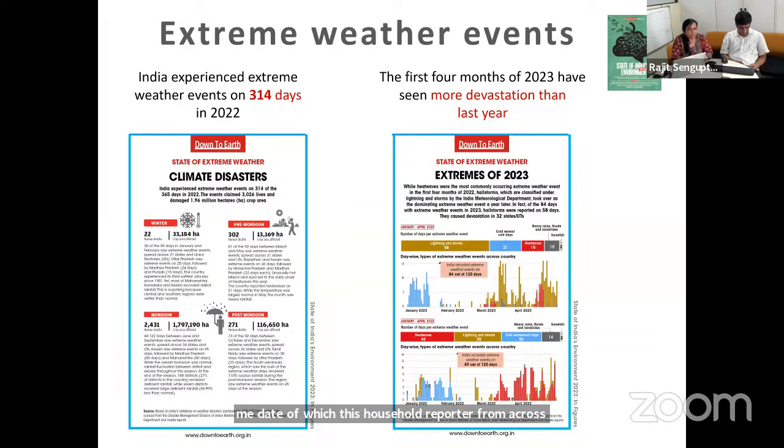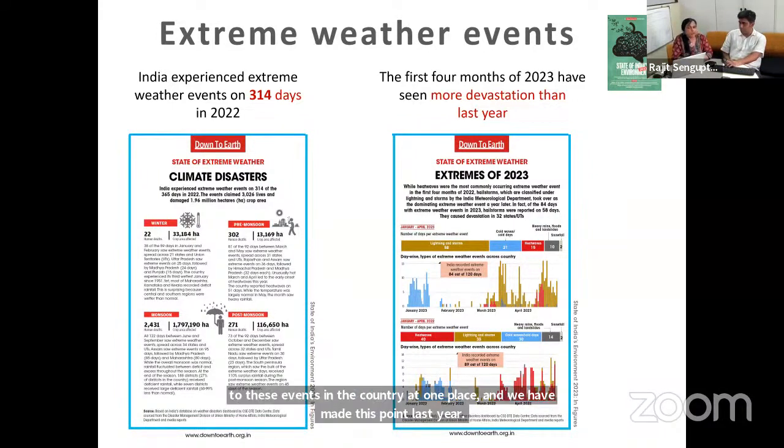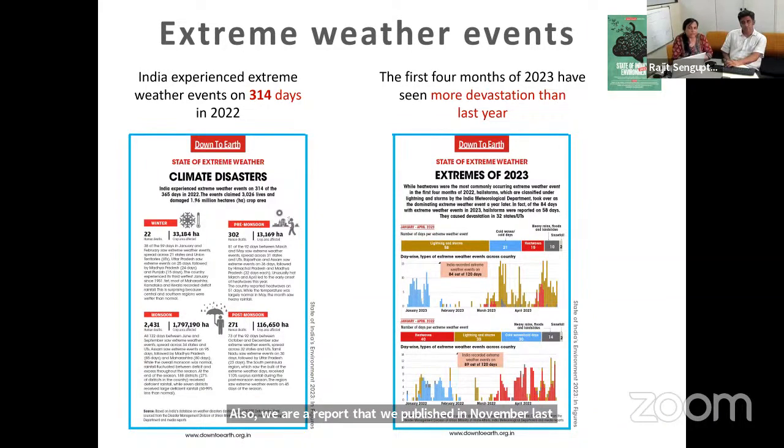But at the same time, we also realized one more thing: when these events are happening, we still could not find data on the loss and damage due to these events in the country at one place. We had made this point last year also. We published a report in November last year on extreme weather events. This is a gap that we have to figure out and try to fill, on the loss and damage due to extreme weather events. Next.